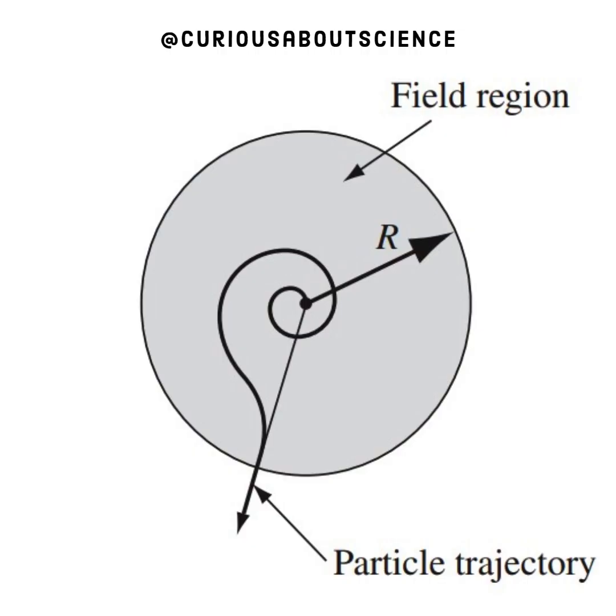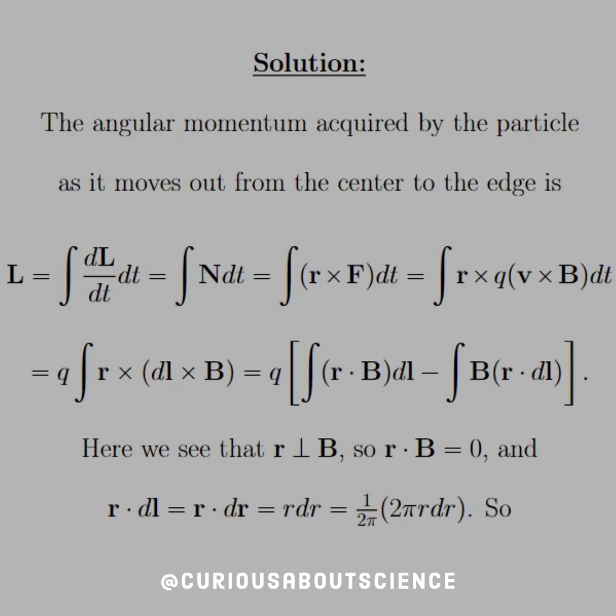All right, let's look at what we're talking about. We see that we have a field region, the particle trajectory, and this is what we expect in the circularly symmetric field. All right, so let's dive through it through the lens of angular momentum. We know that the angular momentum is acquired by the particle as it moves from the center to the edge, and that we can find this by taking the time derivative and integrating.